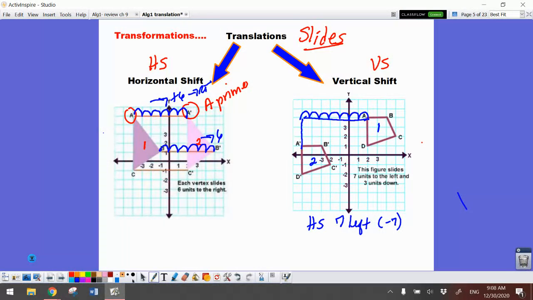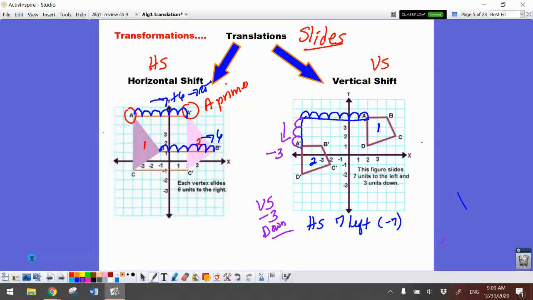Okay. Then what I did is I moved it down. Whoops. I think I counted wrong there. 1, 2, 3 spots. I moved it down 3. So this is a vertical shift of -3 down, or a vertical shift 3 down. Okay. So you can have multiple shifts there.